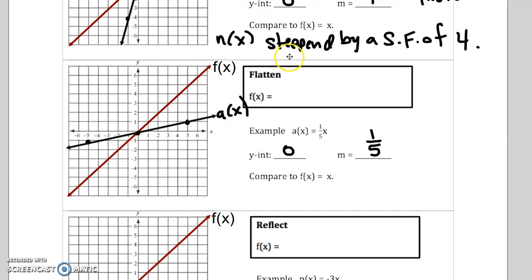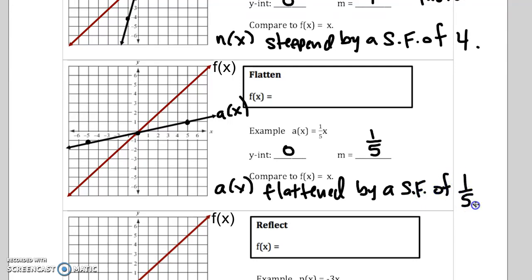So we're going to say the same thing. Instead of saying steepened, we're going to replace this with flattened, and then we're going to talk about the scale factor. Again, a of x flattened, compared to f of x, by a scale factor of 1/5. So again, we're being very specific as to what happened. What was the scale factor if we steepened or flattened? It's right there, it's just slope. So our flattened graphs also have a slope.